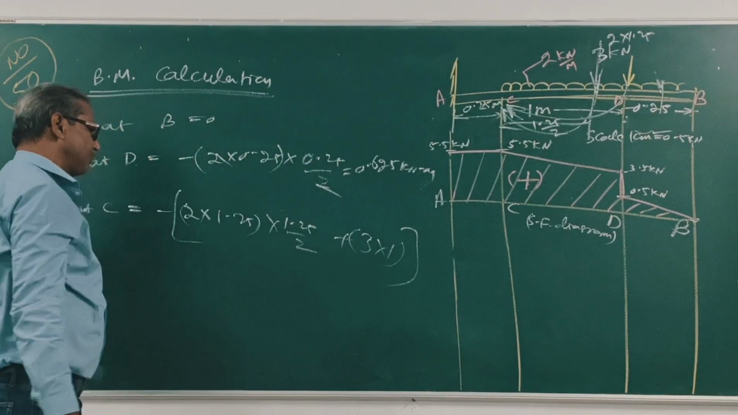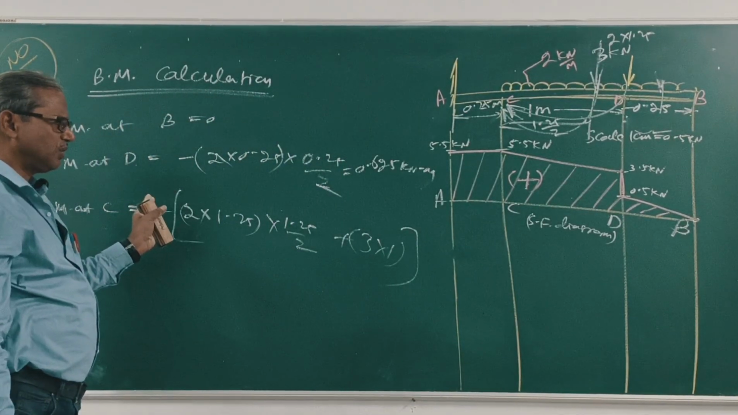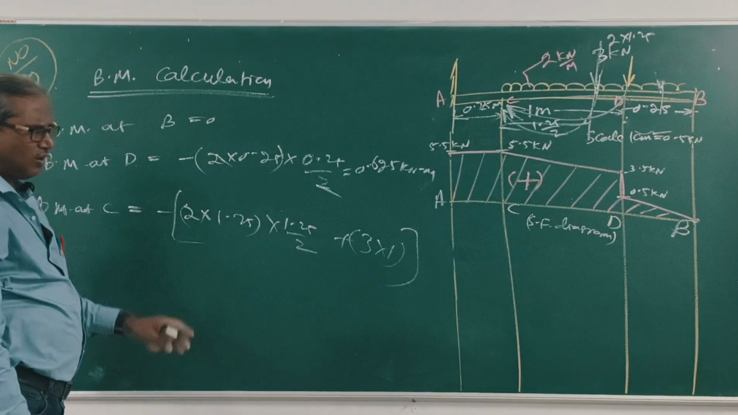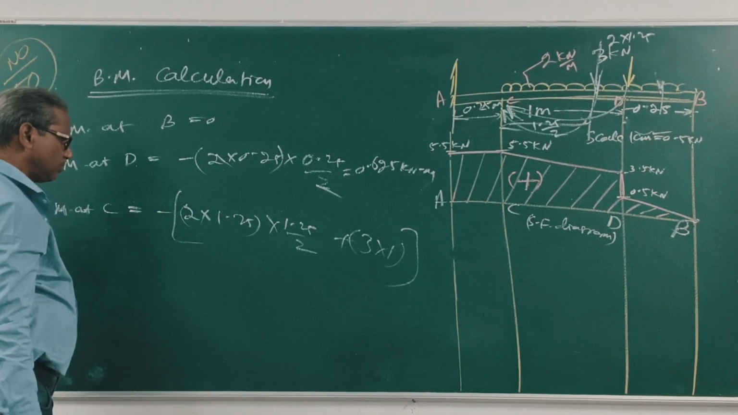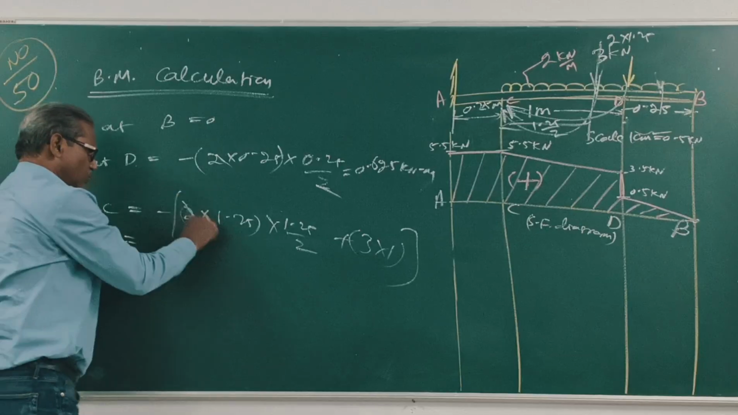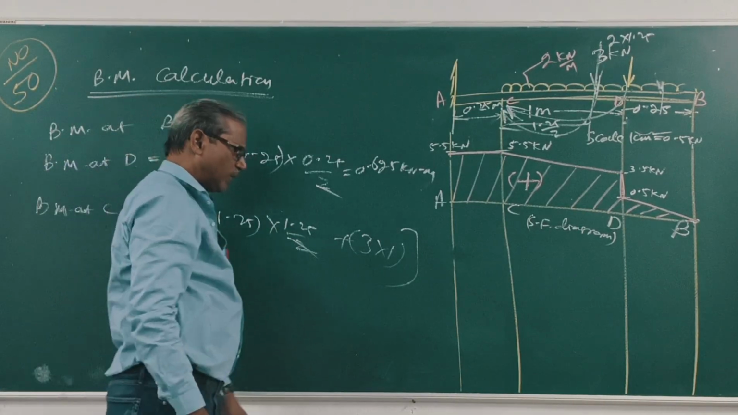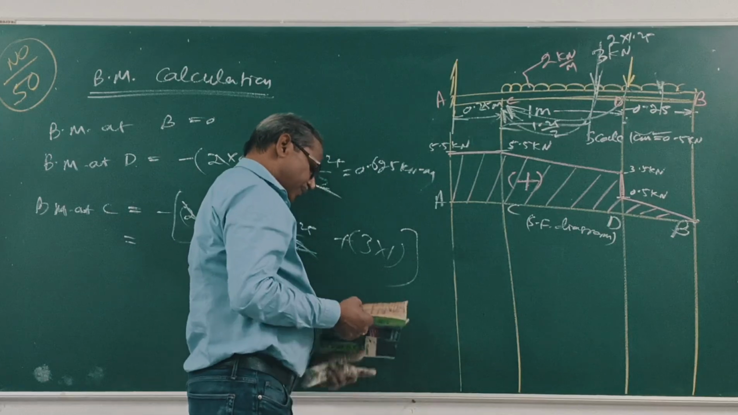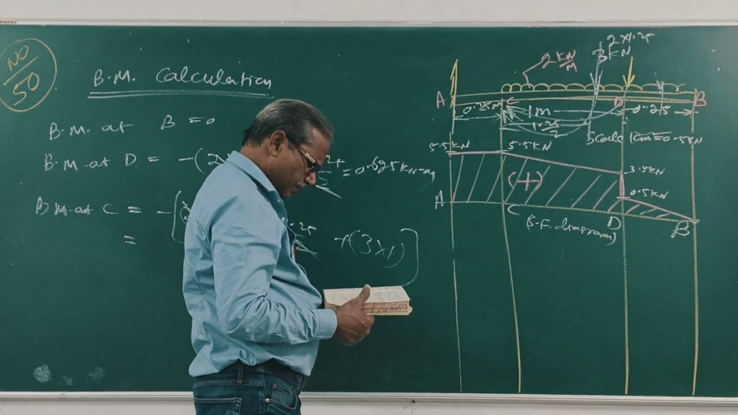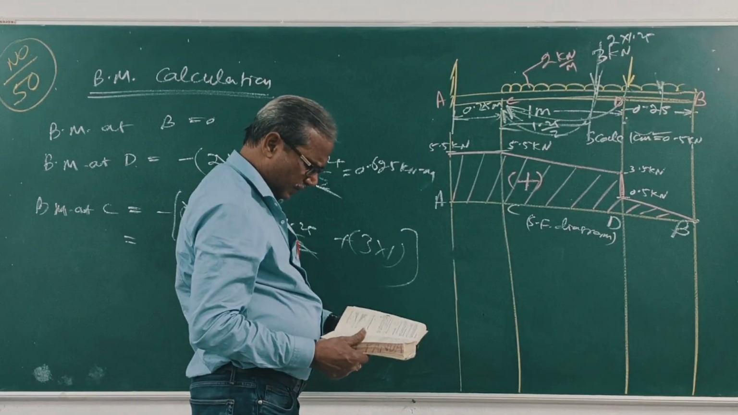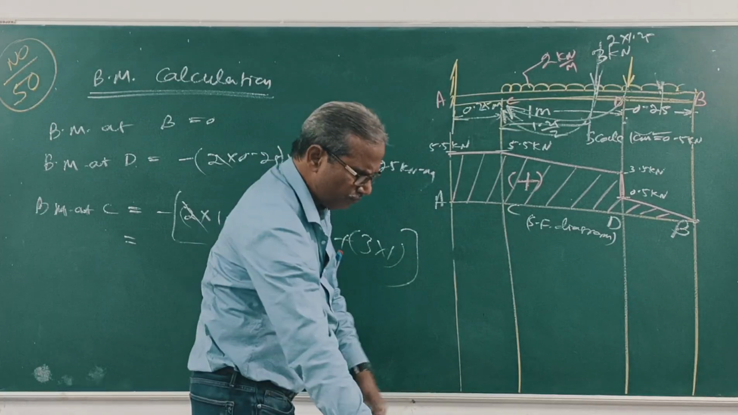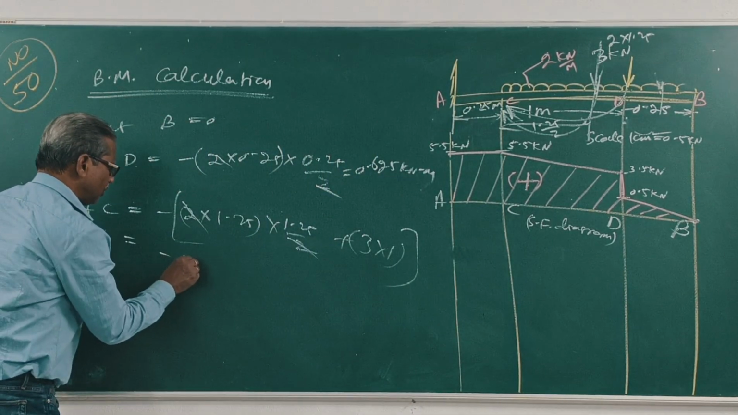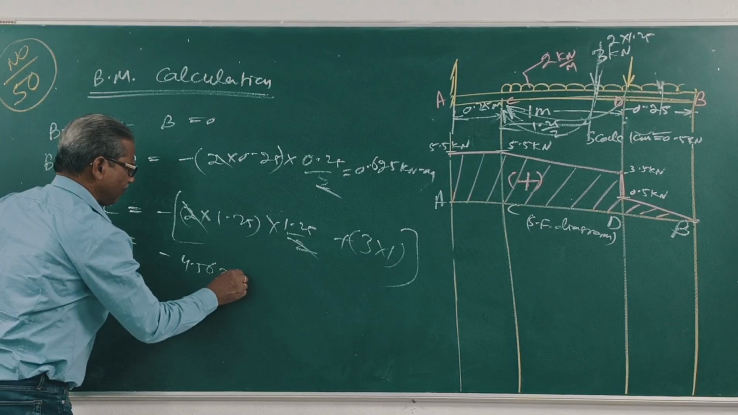3 into 1. So all are negative. All are clockwise, right side downward, right clockwise. All are negative. So this 2 cancels out. 1.25 into 1.25 plus 3. This is 4.563, minus 4.563 kilonewton meter.